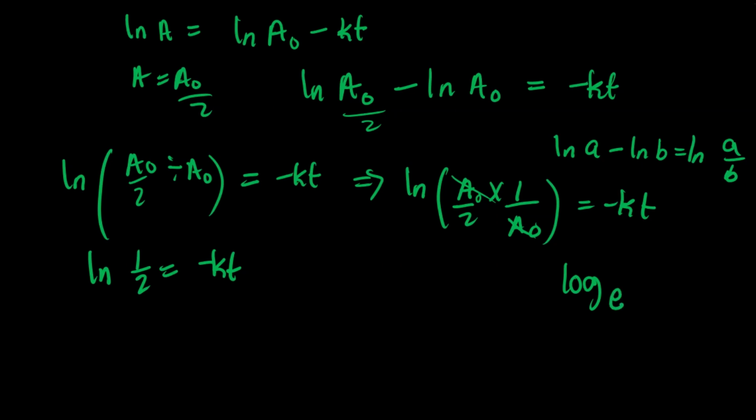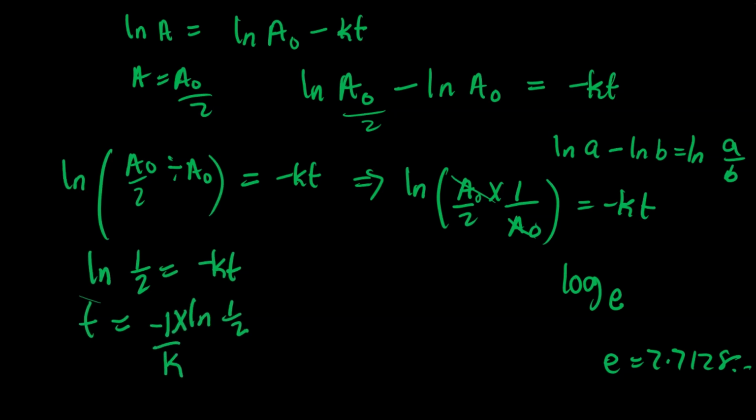Do not forget that ln is the natural logarithm, that is log to base e, where e is Euler's number. Now we have this value. T, or half-life, which is the time we are calculating here, would be the natural logarithm of 1 over 2 divided by k, which is the same thing as times negative 1 over k. Very quickly, we could rewrite this as the half-life is equal to 1 over k into negative 1 natural logarithm of 1 over 2.